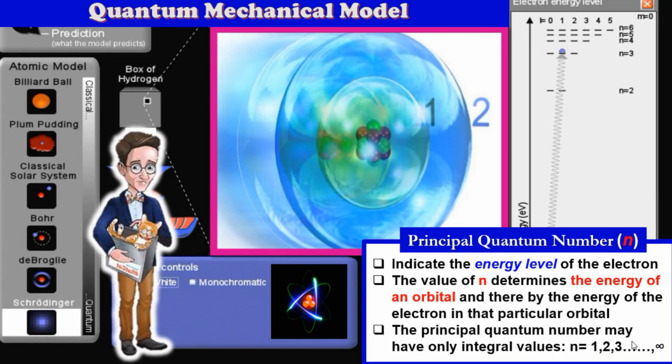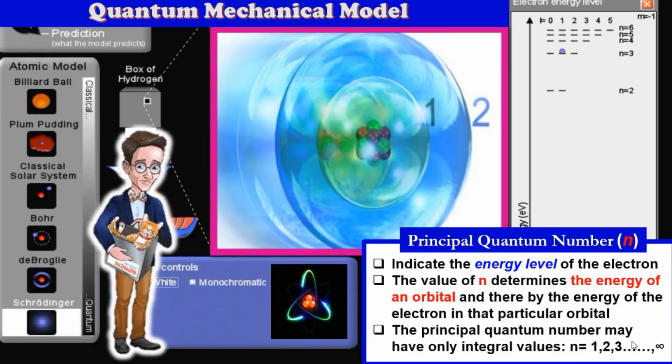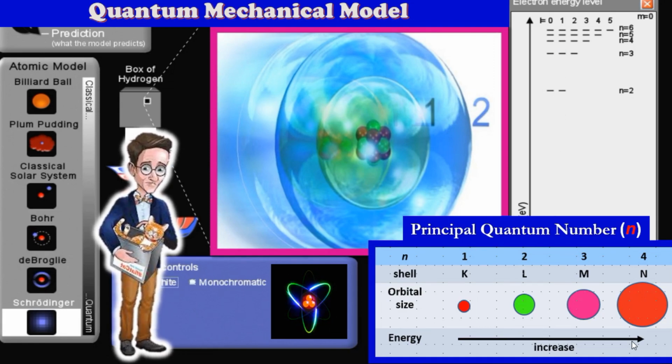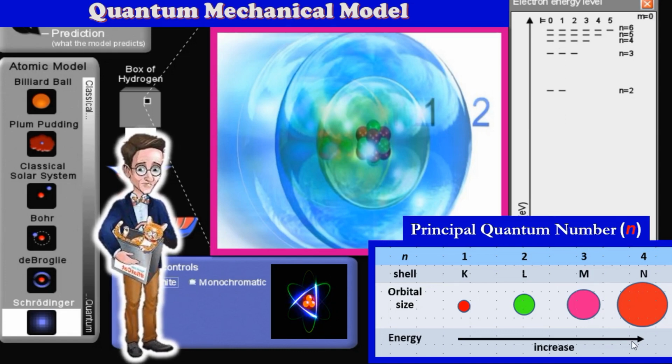The principal quantum number n determines the energy and size of an orbital. As the principal quantum number, n, increases, the size of the orbital becomes larger. Hence, the energy of the electron increases.